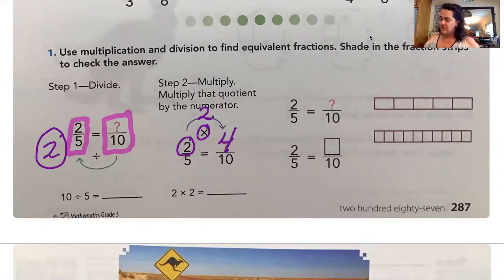Good job. So let's fill in our numbers down here where they want them. We have 10 divided by 5 is 2. 2 times 2 is 4. So the answer, friends, is that 2/5 is equivalent to 4/10. Now we have to shade the fraction strip. So this strip is cut into 5, so we're only going to shade 2, 2/5. And this one's cut into tenths. We're going to do 1, 2, 3, 4. 4 out of 10 are shaded. Okay? Good job, second graders.